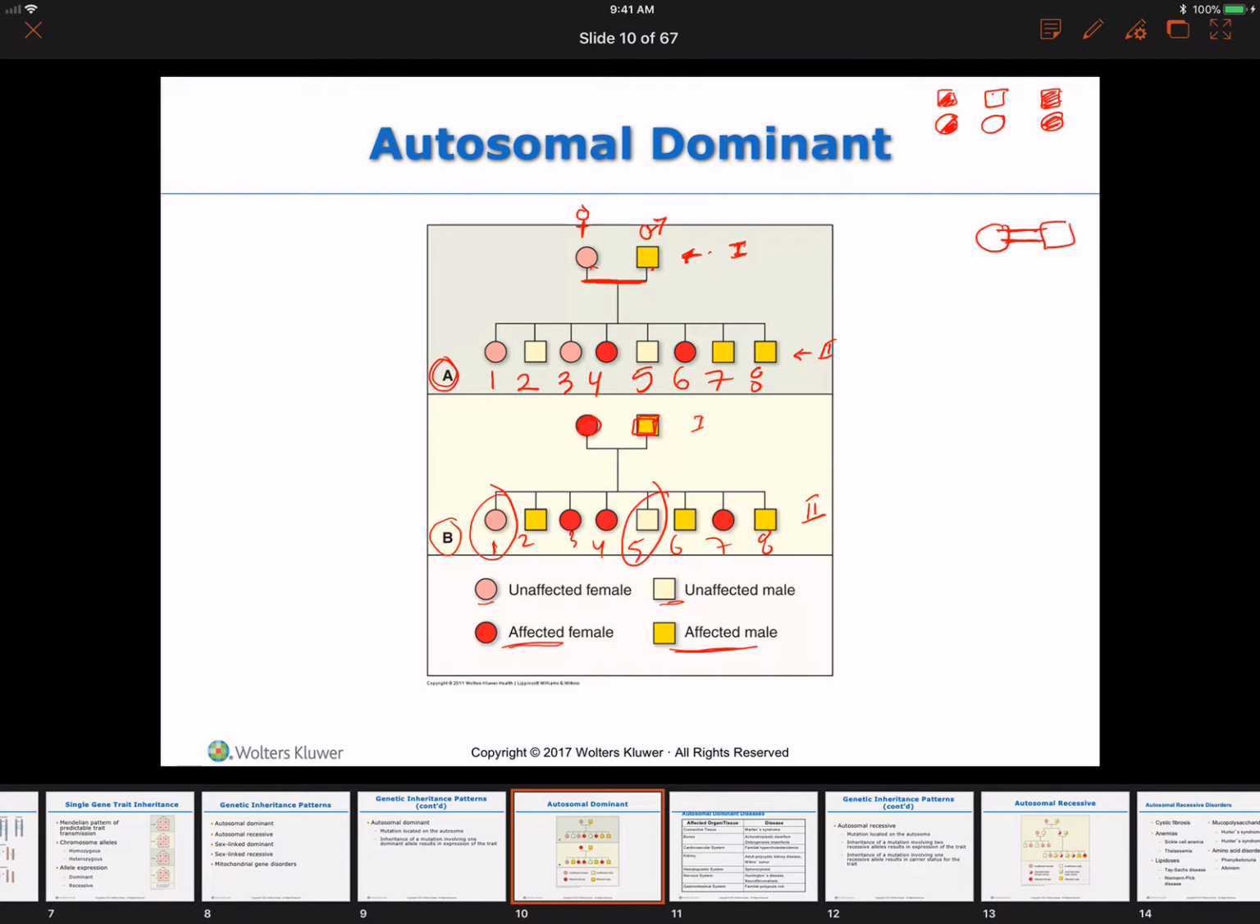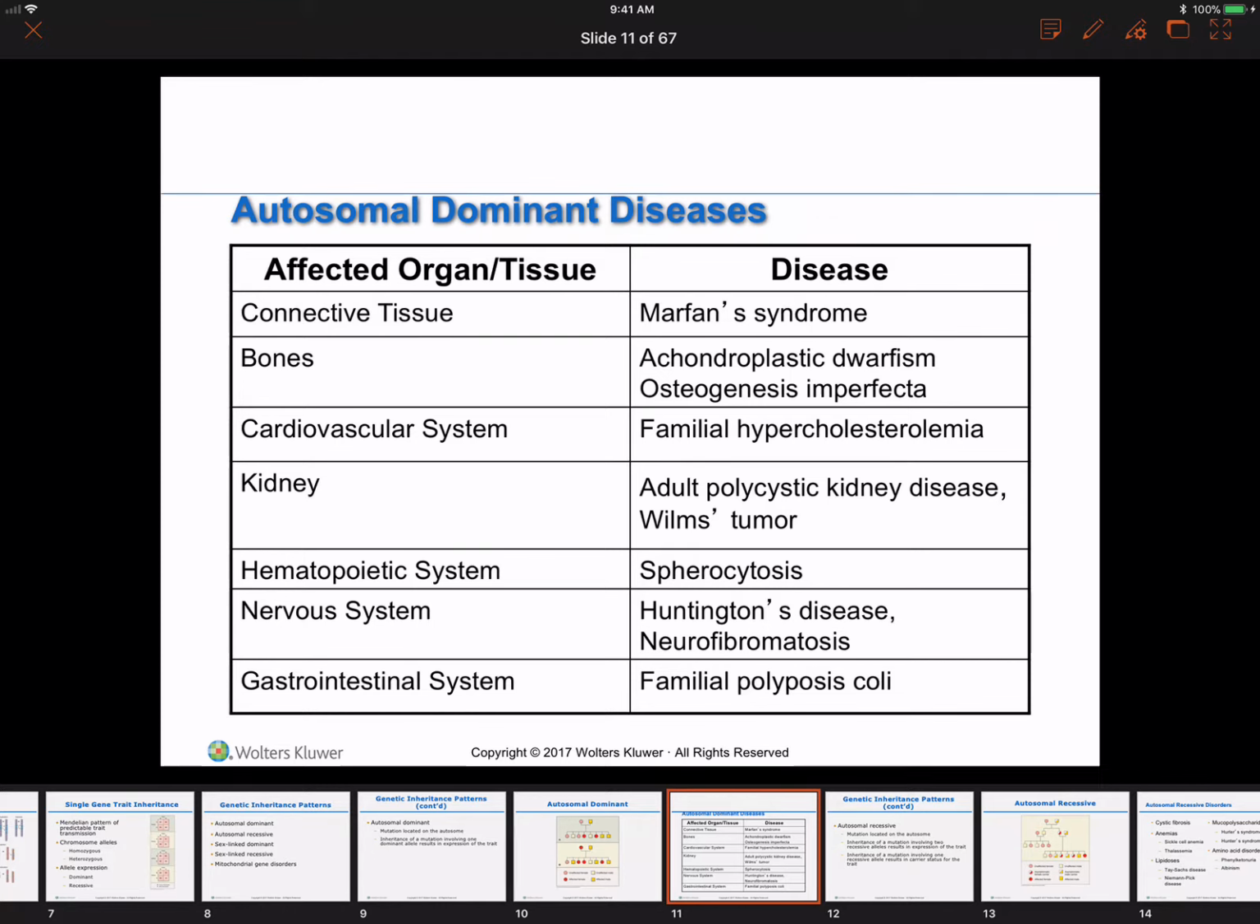What are some examples of diseases that are carried through this pattern of inheritance? Well, it could be Marfan syndrome. Marfan syndrome is a genetic disease. There are multiple types of Marfan syndrome, all of which affect connective tissues, particularly things like collagen. We also have genetic diseases that affect bones. This would include osteogenesis imperfecta. That name tells you a lot about what the disease is. And achondroplastic dwarfism, which is one type or one form of dwarfism.